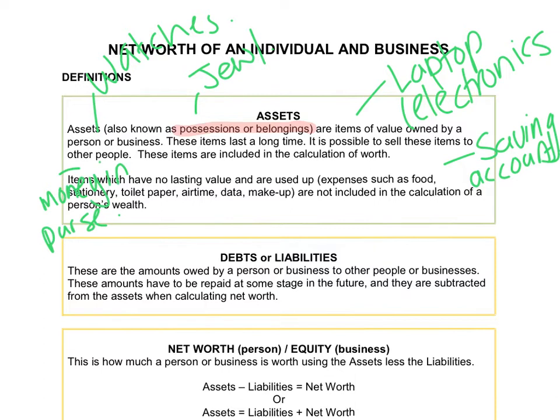So just to recap, assets are items of value that are owned by a person or a business. These items last for a long time, and what we mean by that is that their value lasts for a long time and that you would have them in your possession for a very long time, which means that when you buy a house, you'll have it for 20 or 30 years even. Another thing about an asset is that a lot of the time people could sell these items to other people. And then these items are included in the calculation of worth.